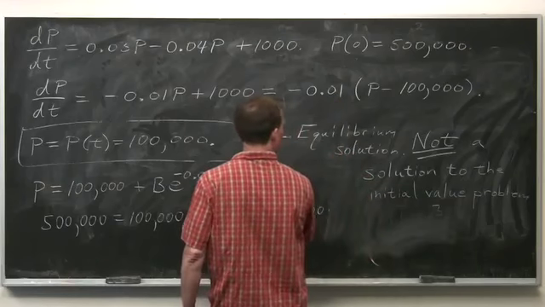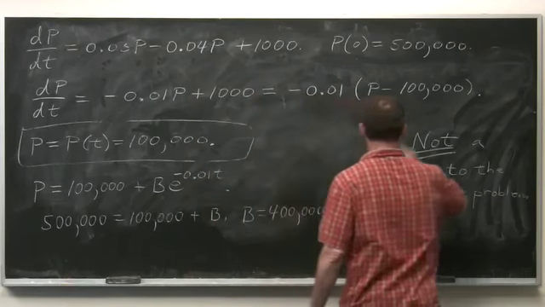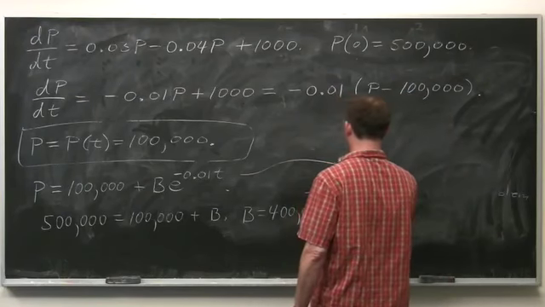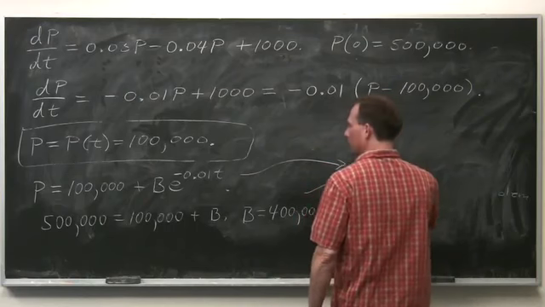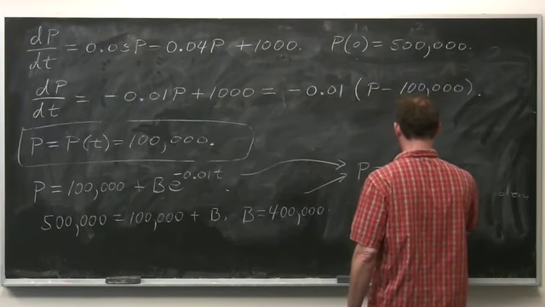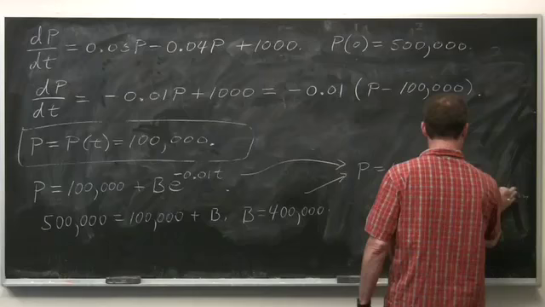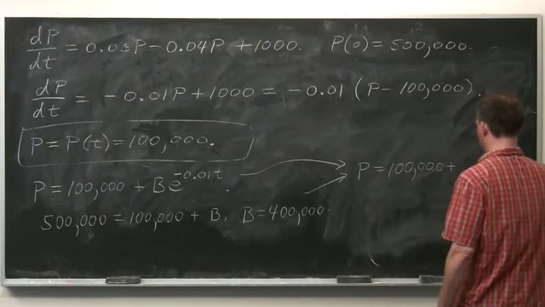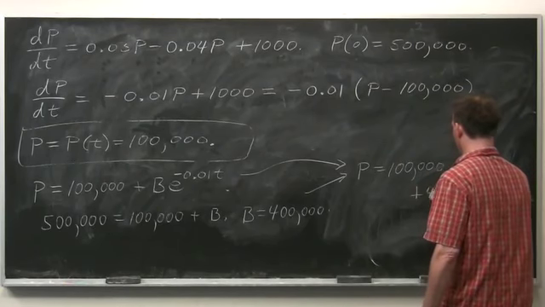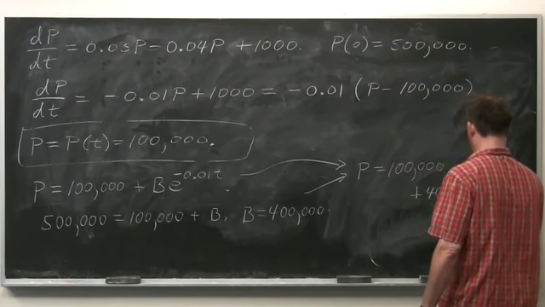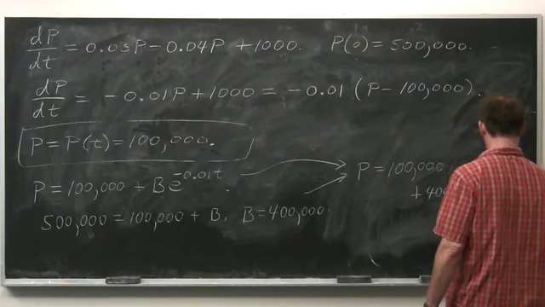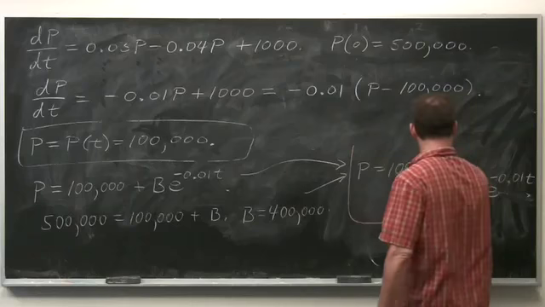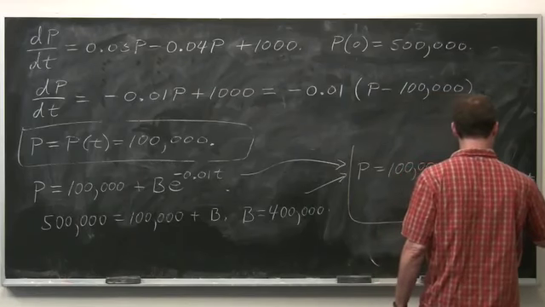In our solution to the initial value problem, when you combine this with this, we get that the population is 100,000 plus 400,000 times e to the negative 0.01t. So this is our solution to the initial value problem.